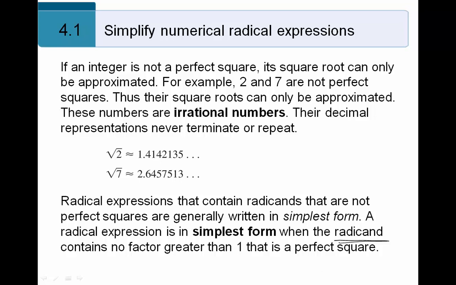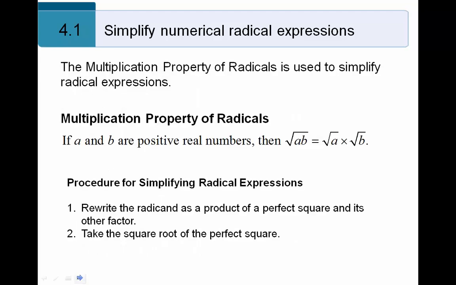So what we will be doing in this section is simplifying radical expressions. And we're going to do that using this multiplication property of radicals. That says that if a and b are positive real numbers, then radical ab, or radical a times b, is equal to radical a multiplied by radical b.